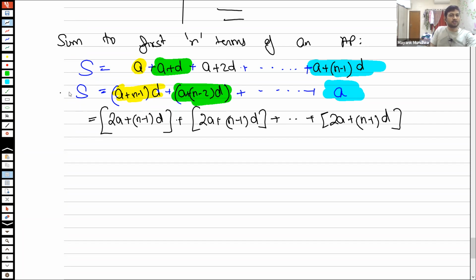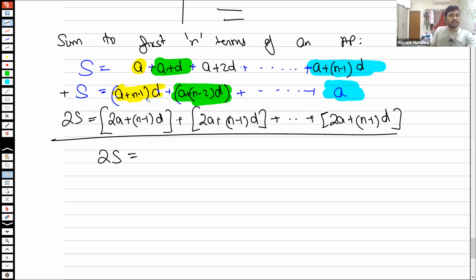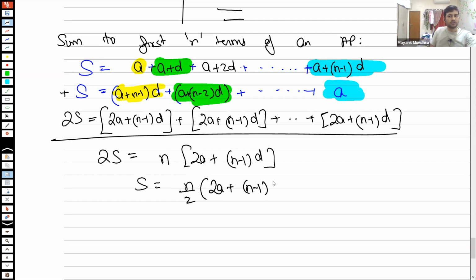So this entire thing should be equal to S plus S, so that is 2S. So what you get is 2S equals, there are n such terms, so n times 2a plus n minus 1 times d, right? So S equals n by 2 into 2a plus n minus 1 times d.